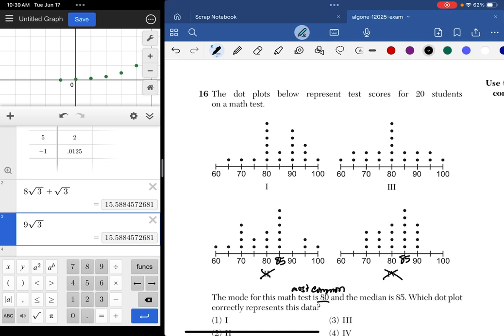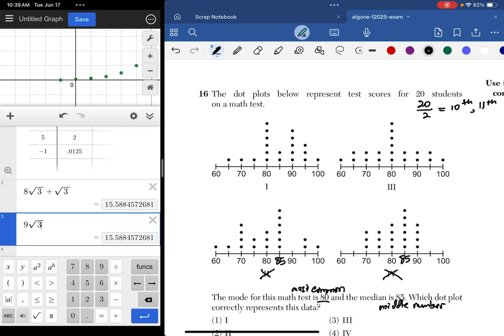Now, the median is 85. That's the middle number. So the halfway point in the data set should be an 85. There are 20 values overall, so the 10th and 11th values will make up the median. The technique for that is to take that 20, divide it by 2, and you'll get a 10. Because it's a whole number, we take the number 1 greater. So this would be the 10th and the 11th values.